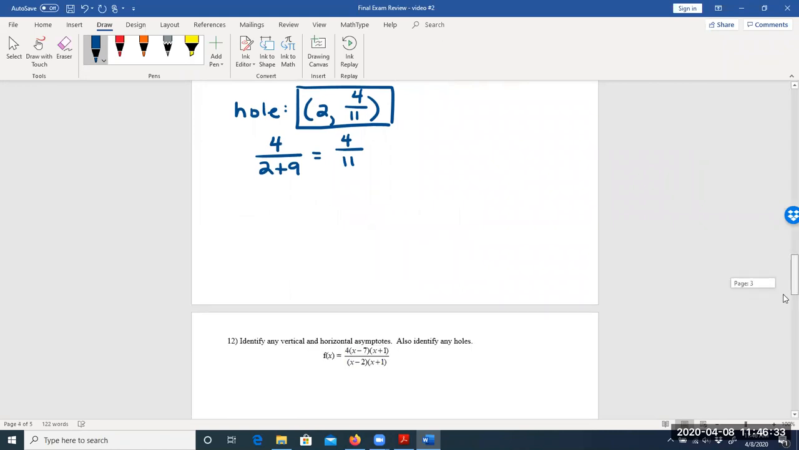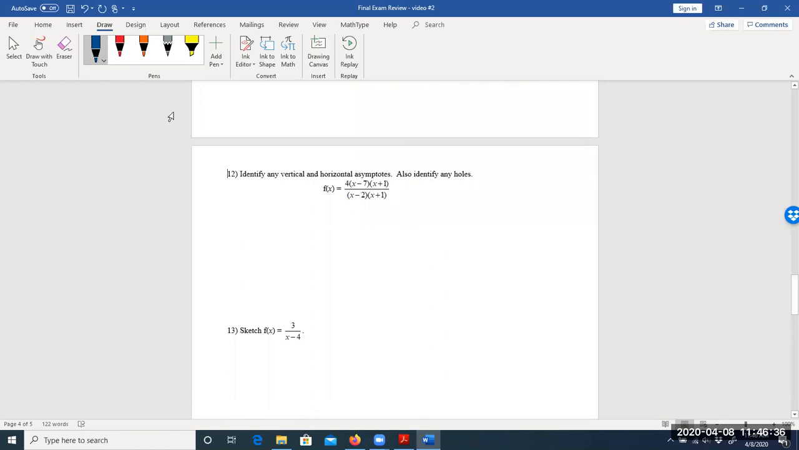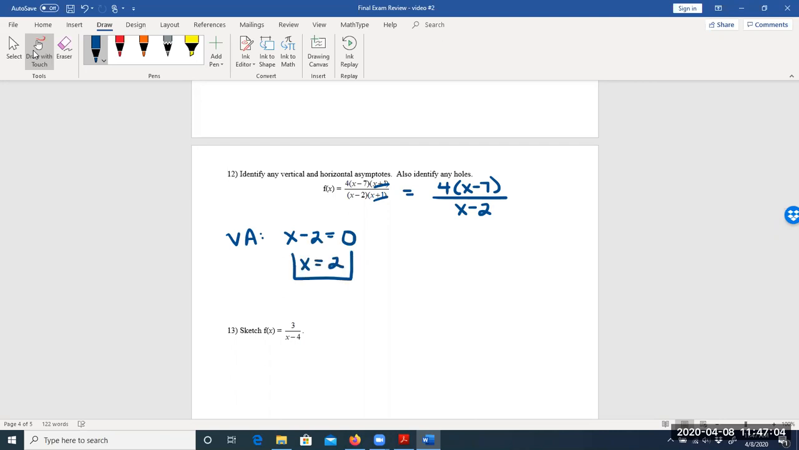So number 12 is factored for us, but it hasn't been reduced yet. So let's reduce that. I am able to cancel a common factor of x plus 1. So my reduced function is 4 times the quantity x minus 7 over x minus 2. Vertical asymptote, we set the denominator of the reduced function equal to 0. My vertical asymptote is x equals 2.